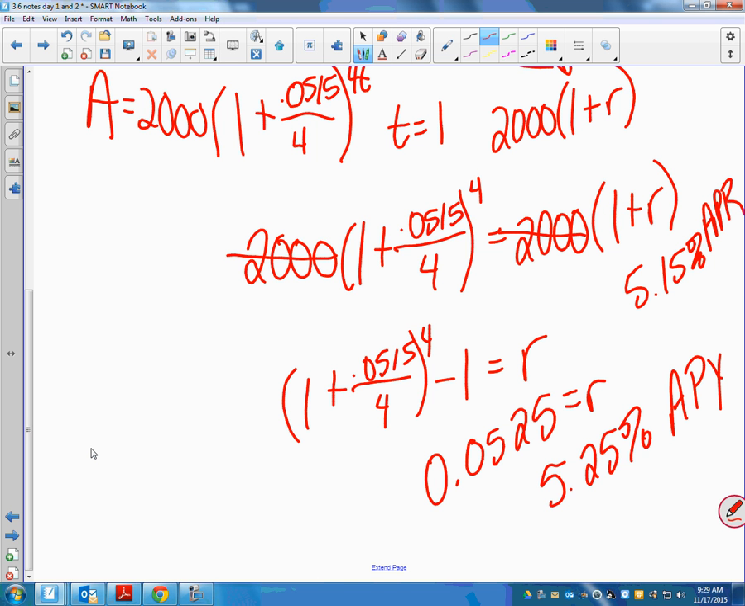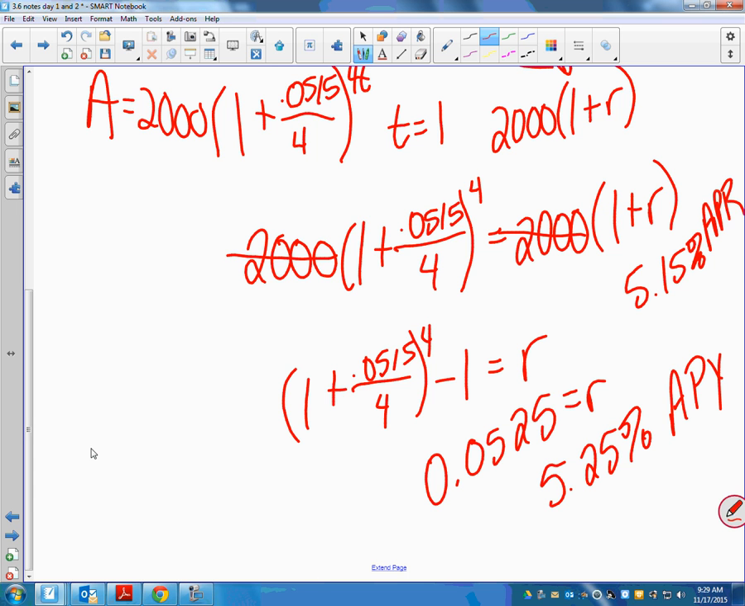If it's a credit card company, which one are they going to give you? Do you think they're going to give you the higher interest rate or the lower interest rate number on a credit card? What do you want to pay? Do you want to pay higher interest on the credit or lower interest? If it's a credit card, they're going to be like, hey, we have a 5.15% APR compounded quarterly. If it's someone wanting your money to invest, they're going to say, hey, our APY is 5.25%, because they want you to think that you're getting more money out of it.